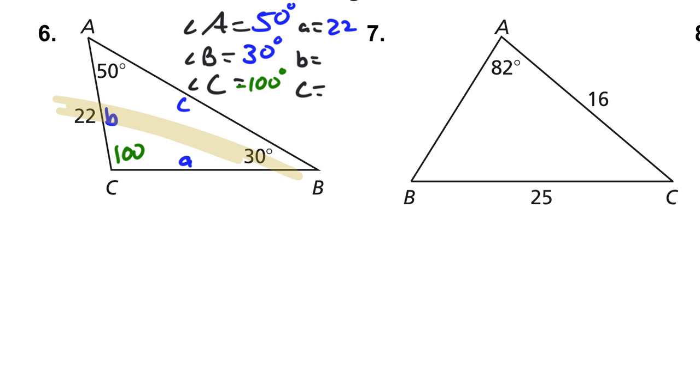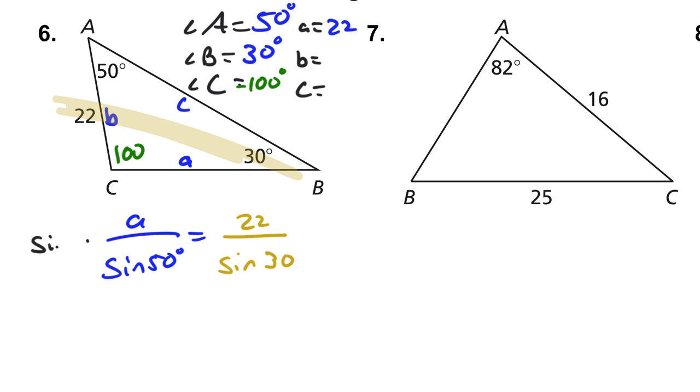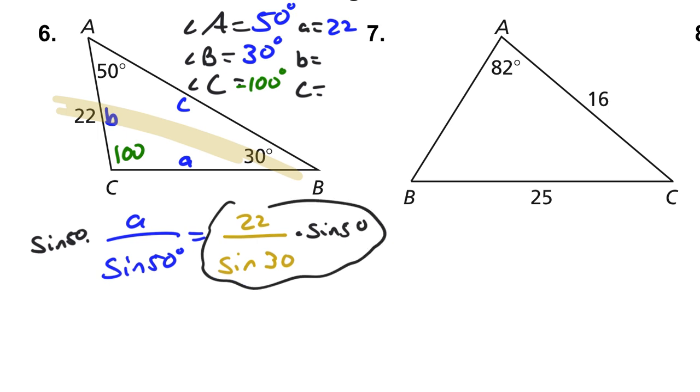So let's say I want to find side A. Side A is compared to the sine of 50 degrees. And I can set that equal to, now since my sine's in the bottom, I have to put my denominator be the sine of now 30 degrees, but the side that it's attached to is 22. To solve for this, all I have to do is multiply both sides by the sine of 50 degrees. So I'm going to put this whole thing in the calculator, and I'm going to get A equals 33.7.